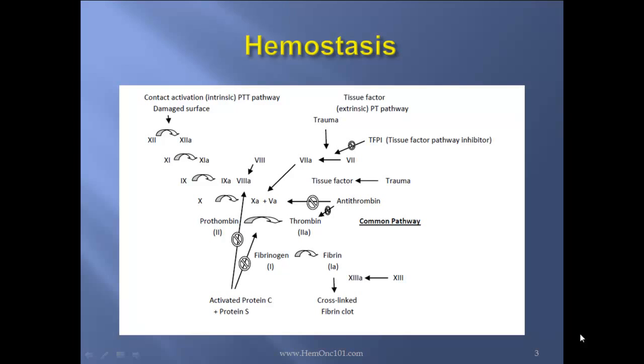Antithrombin 3 not only inactivates thrombin, but also inactivates factor 10A, and that's very important when we discuss checking 10A levels. Activated protein C and S are natural anticoagulants by inactivating factor 8 and 5.